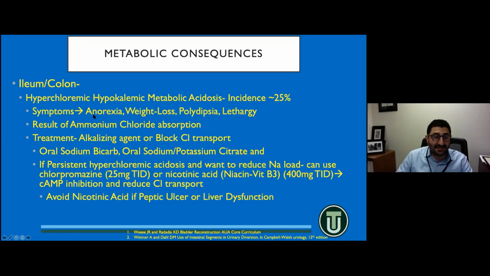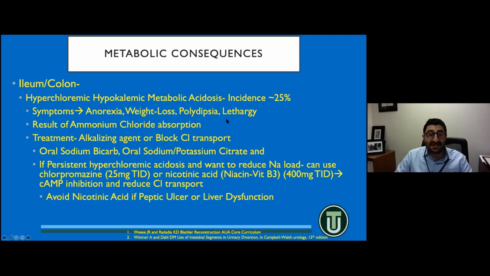Of course, you see a hyperchloremic, hypokalemic metabolic acidosis, and the incidence of this is around 25% in patients with urinary diversion, obviously more common in patients with continent diversions relative to incontinent diversions. Patients may be anorexic, they have weight loss, polydipsia, lethargy, and this profile is a result of ammonium chloride absorption.